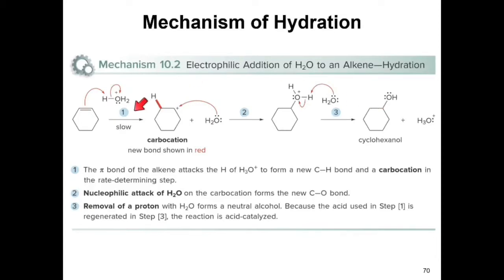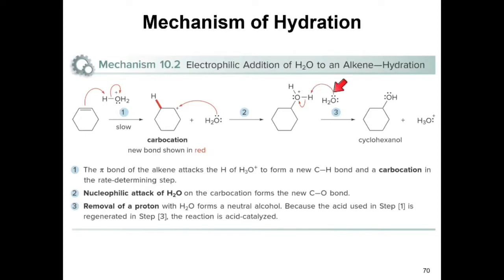So the very first step is the reaction between the alkene and the hydronium ion. And this results in the formation of a carbocation. The second step is the nucleophilic attack, in which the water molecule is acting as a nucleophile, attacking this electron-deficient carbon atom. And this results in the formation of a sigma bond between the oxygen and the carbon atom, with a positive charge on the oxygen.